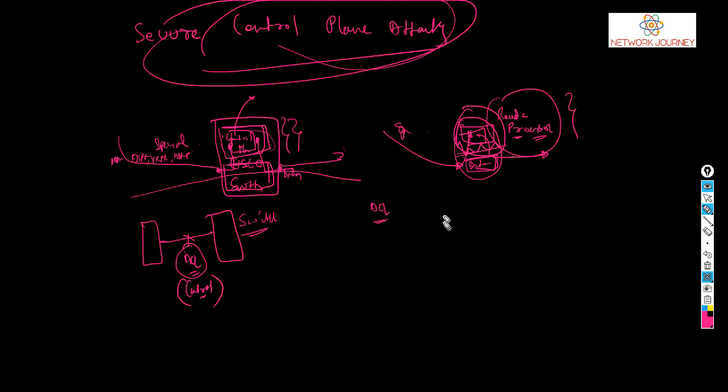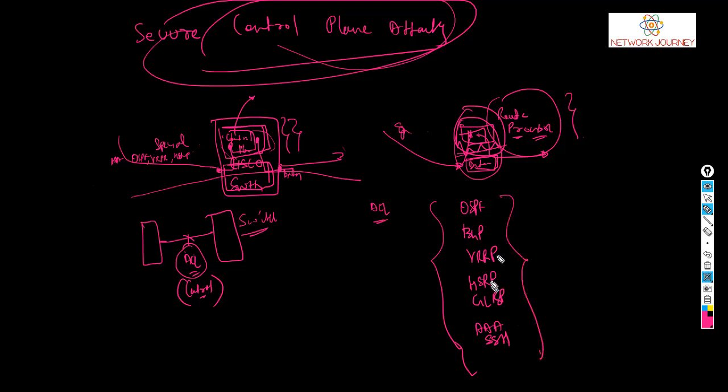Okay. So what are the traffic types that I'm trying to focus on now? We are trying to focus on OSPF, BGP, VRRP, HSRP, GLBP. We can also say sometimes the management traffic like AAA, SSH. Okay. So basically, these are the traffic types which I'm focusing on right now in the control plane.